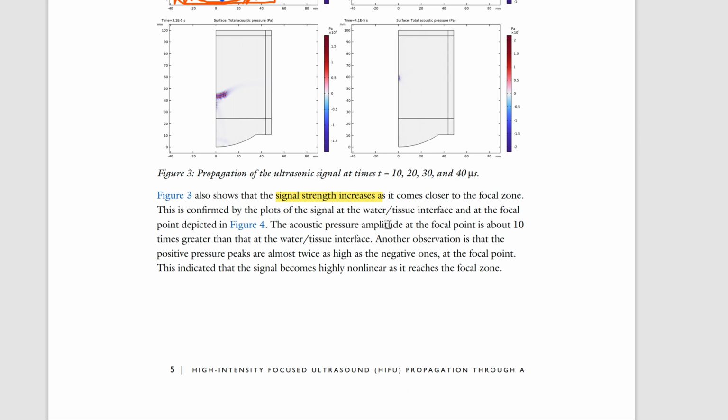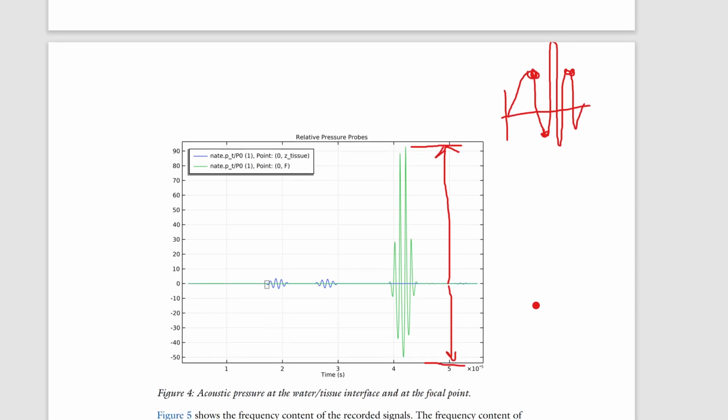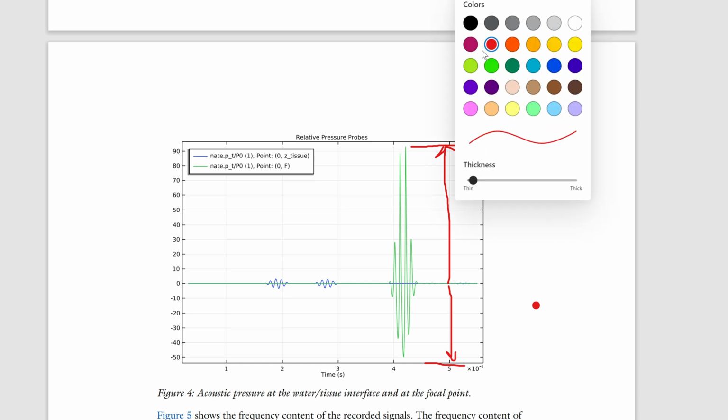The acoustic pressure amplitude at the focal point is about 10 times greater than that of the water tissue interface. Another observation is that the positive pressure peaks are almost twice as high as the negative ones at the focal point. This indicates that the signal becomes highly nonlinear as it reaches the focal zone. Oh, highly nonlinear as it reaches the focal zone. Let's see here. Yeah, I see.